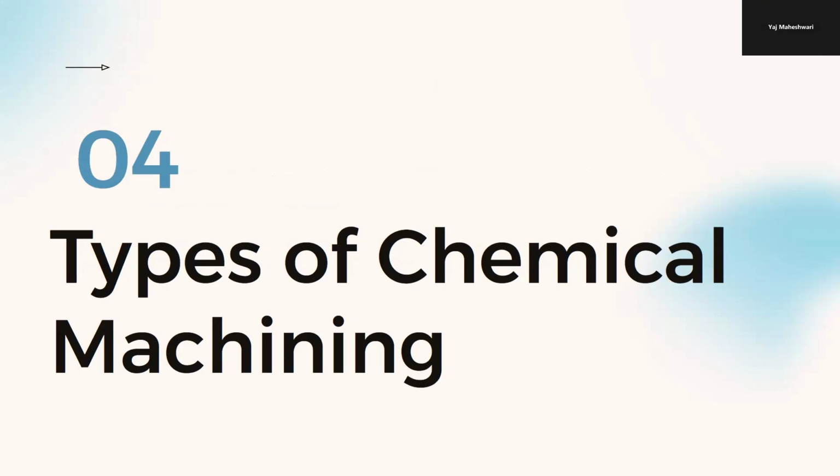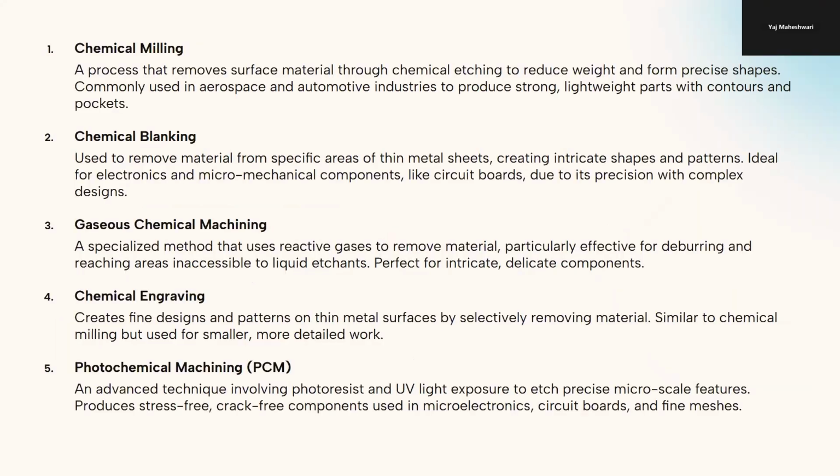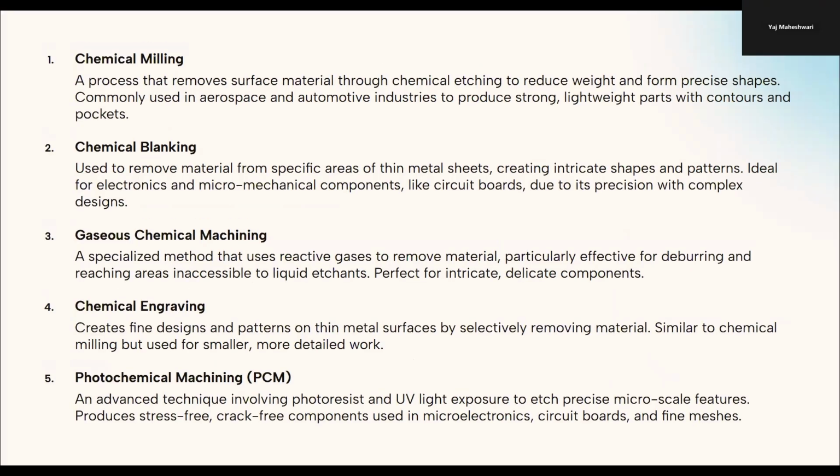Types of chemical machining. Number one, chemical milling, a process that removes surface material through chemical etching to reduce weight and form precise shapes. Commonly used in aerospace and automotive industries to produce strong, lightweight parts with contours and pockets. Number two, chemical blanking, used to remove material from specific areas of thin metal sheets, creating intricate shapes and patterns. Ideal for electronics and micromechanical components like circuit boards due to its precision with complex designs.